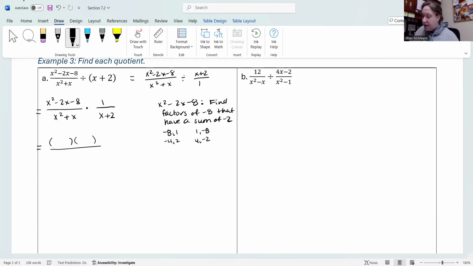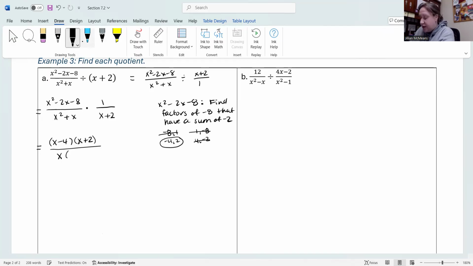Okay, well, we can cross out these two. They don't have the right sum. So it comes down to the 4s and the 2s. Well, we want a sum of -2. So in that case, the larger of the two factors needs to be the negative. So -4 plus 2 is -2. So that's going to be our final pair. So we get x minus 4 over x plus 2. Now my first denominator is x squared plus x. I have a common factor of x.